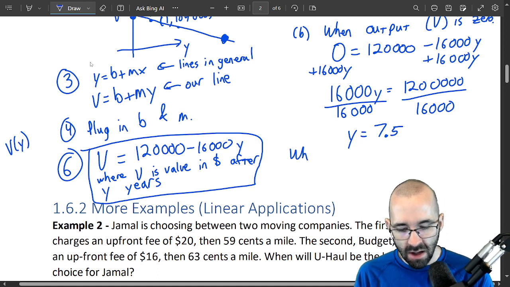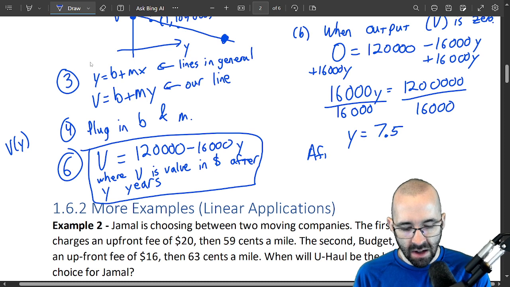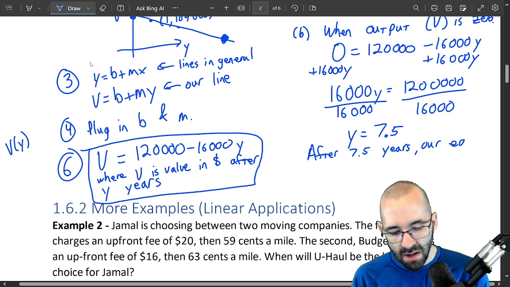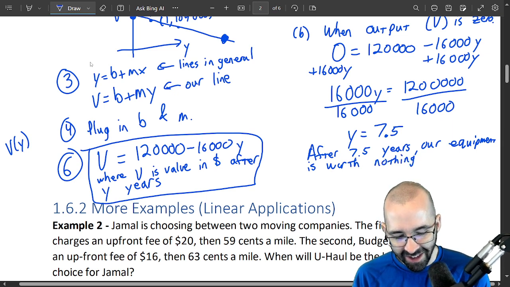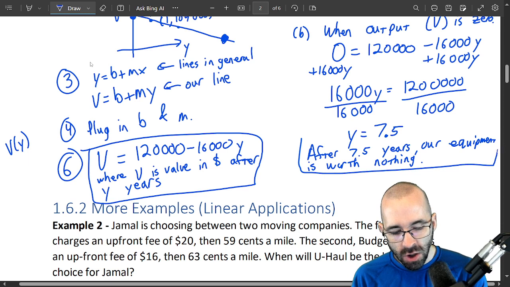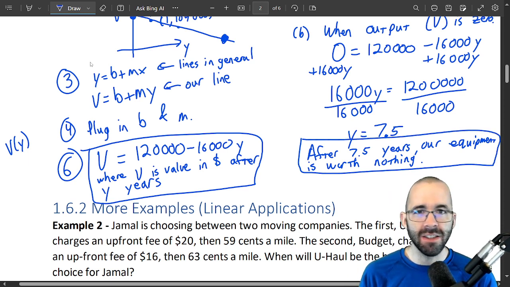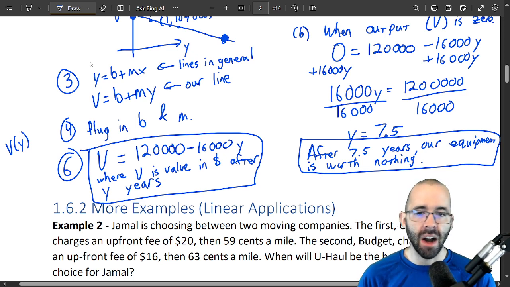Or another way of saying it a little bit more naturally is, after 7.5 years, our equipment is worth nothing. Oof. Again, according to this model. This model does not perfectly describe reality. But according to the model, that's what we've got.